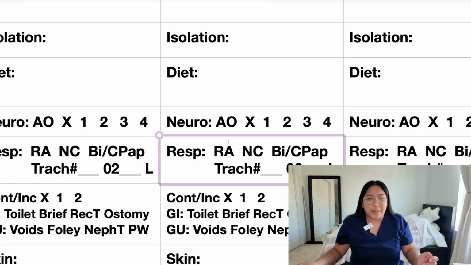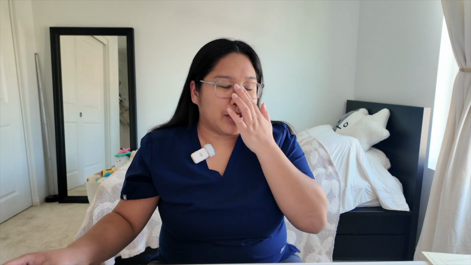Respiratory, RA is room air, NC is nasal cannula, BiPAP and CPAP if they have to wear a mask at night in case they can't breathe and stuff like that. So I know to call respiratory, or if the patient has one that they brought from home to the bedside, then I can set it up.